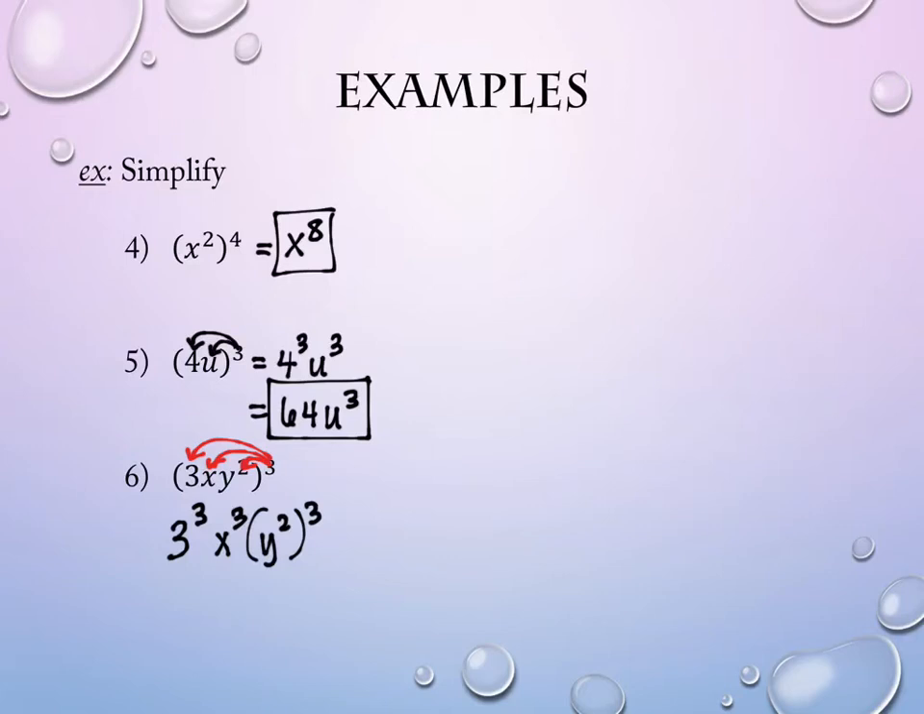Again, that's one of those steps that you may or may not actually want or need to write down for your own benefit. What is 3 cubed? Somebody said 27, you're right. X cubed is x cubed, no problem. But what is y squared cubed? That's y to the 6. So that's property number 3.